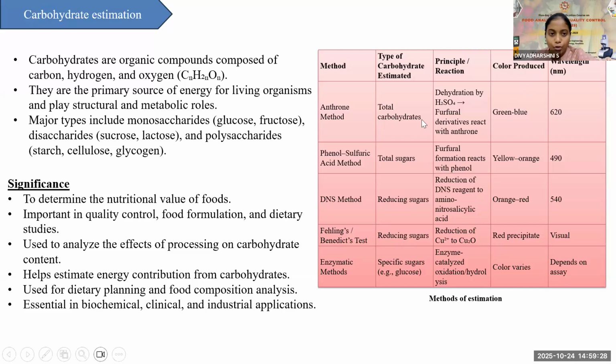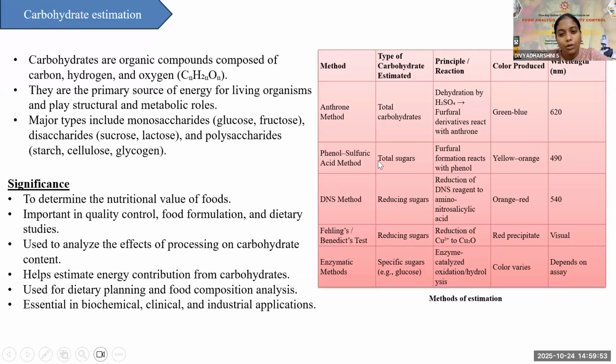dehydration by H2SO4. So acidification and dehydration will occur, and that furfural derivative will have a color. It will react with anthrone, yielding green blue. In anthrone estimation, we have to be more careful with the anthrone. We have to keep ice beakers or some other cooling environment while handling the anthrone, and it is absorbed at 660.